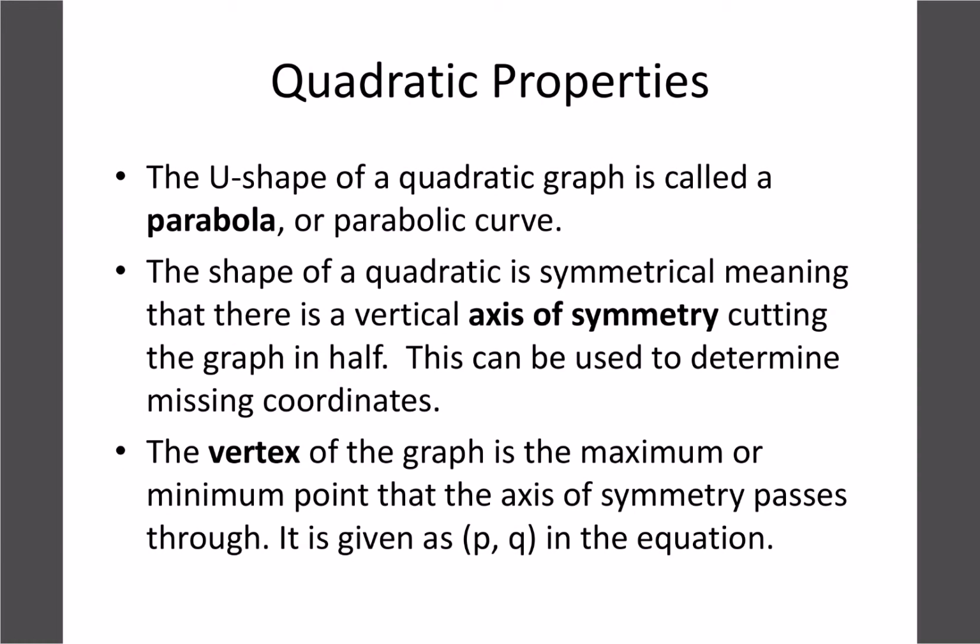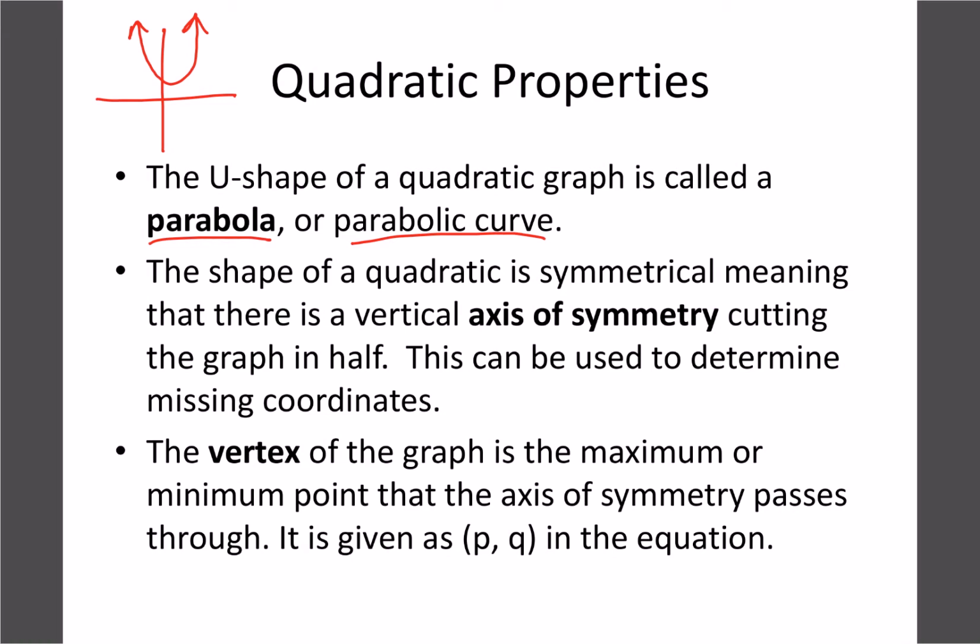So let's go through a couple of definitions that you need to be aware of. The first thing is when we see a quadratic graph that's sort of U-shaped, we also call it a parabola, or we would say it's a parabolic curve. That's just the name that we use for that sort of shape of curve.